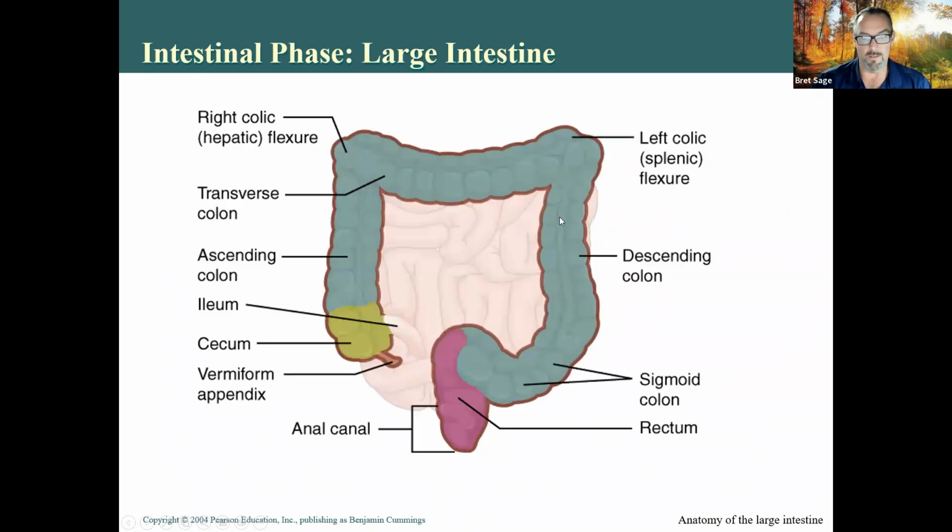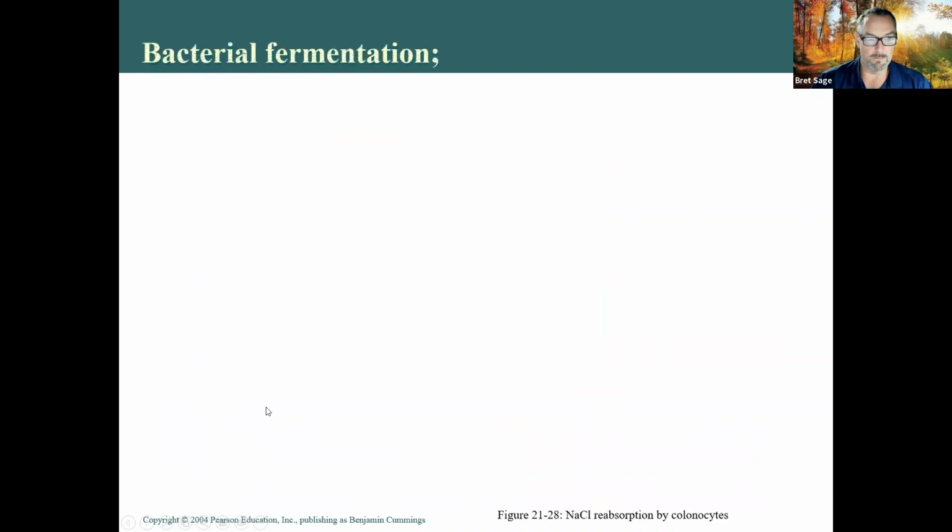Hey, this is an image directly from your text. It shows you the different regions of the colon. The cecum is the very beginning of it. There's your vermiform appendix, or appendix. And then the rectum is the end of it. The sigmoid colon is called that because sigmoid means S-shape, so you can see kind of an S shape here. And then the anal canal leads to the anus.